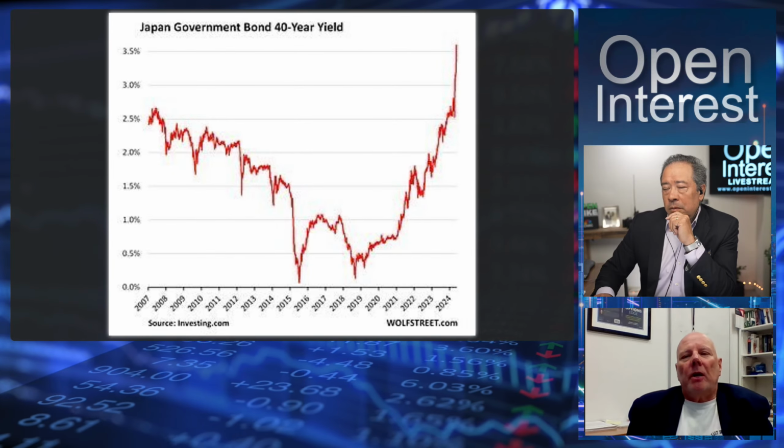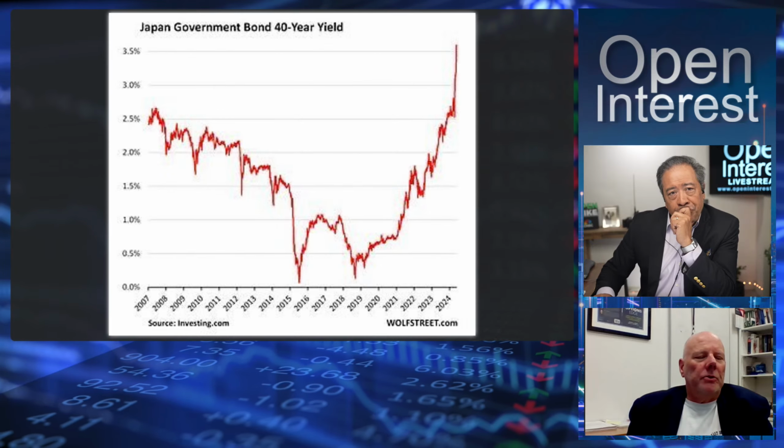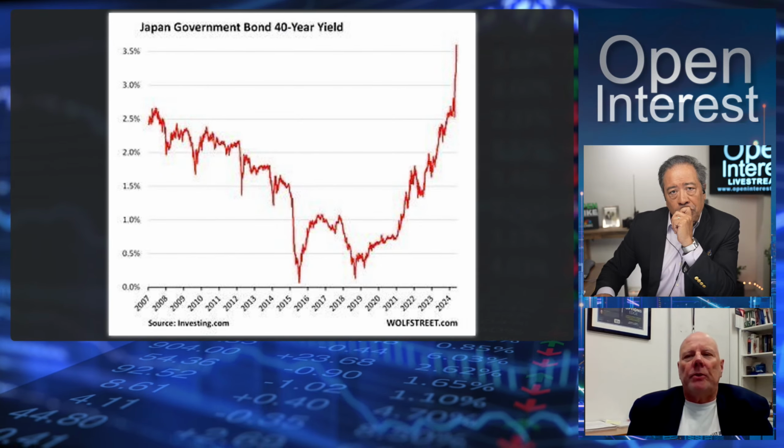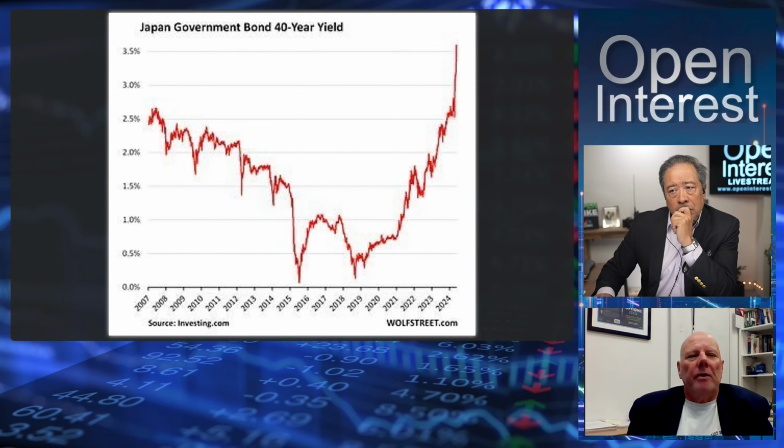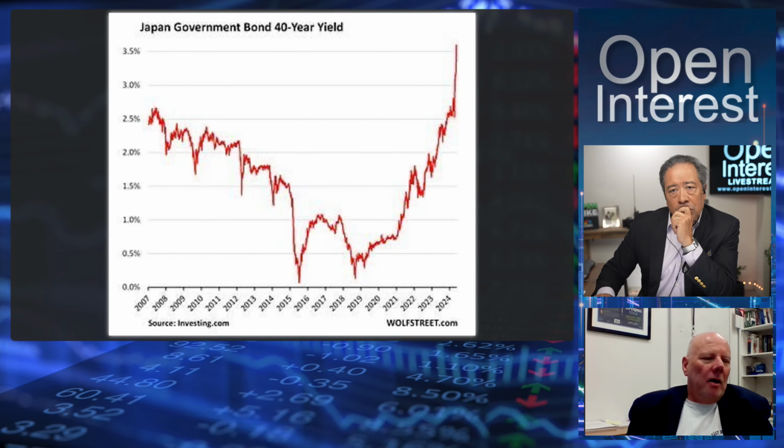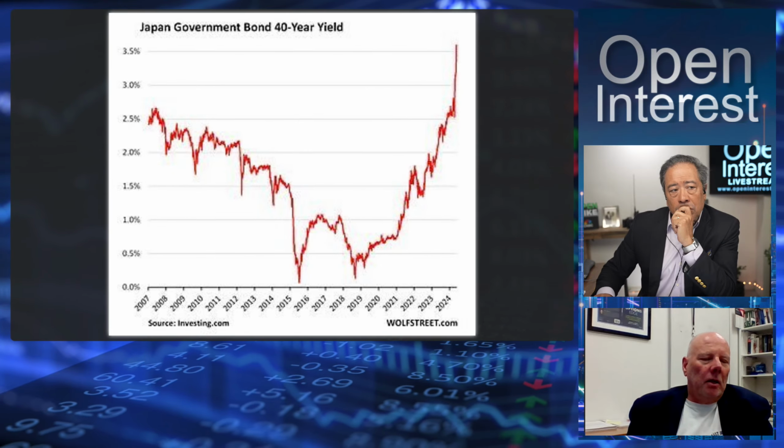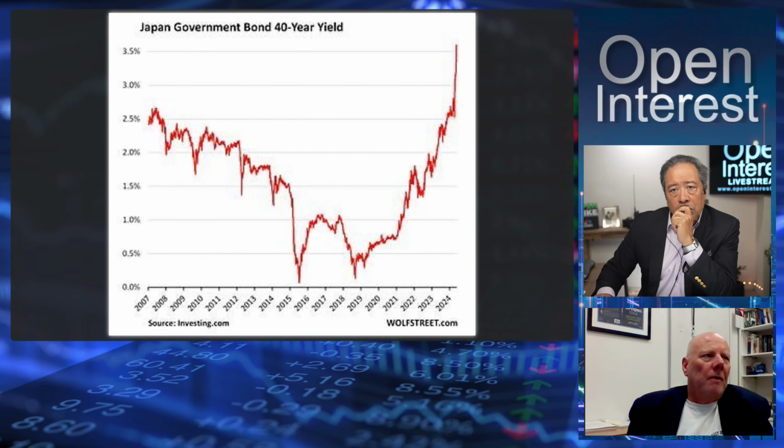It makes perfect sense. Why? Because they're losing out on 3.5%, 3% at least per year now for the next 40 years. That's a pretty devastating loss.